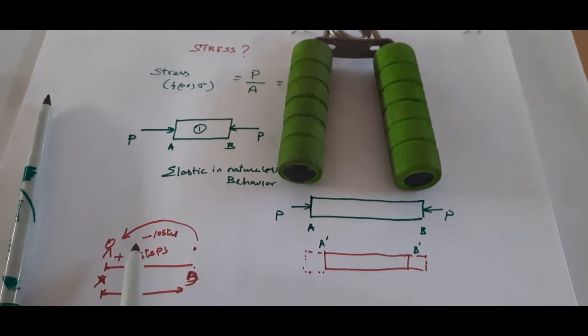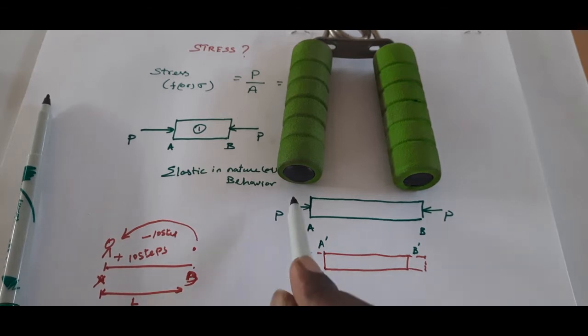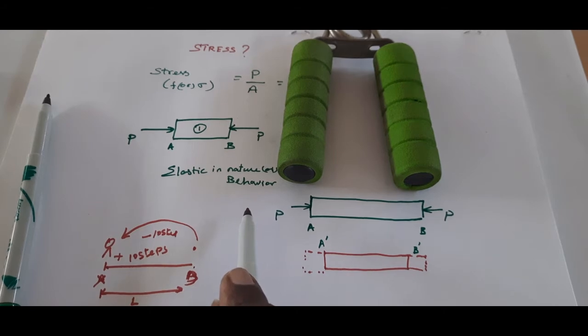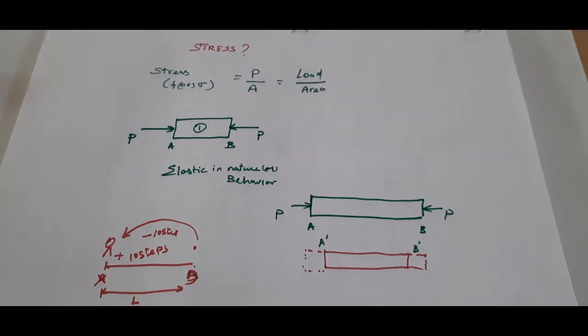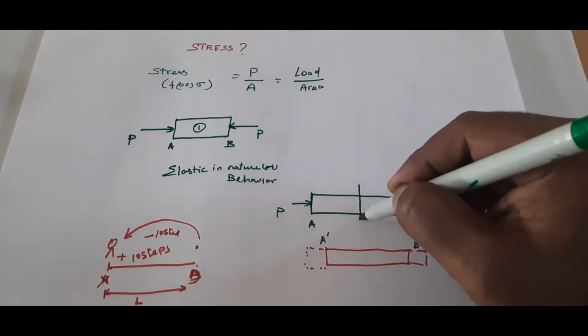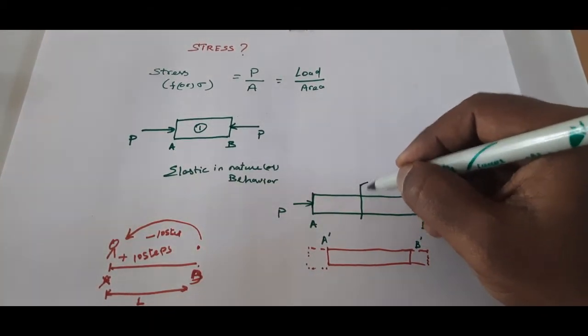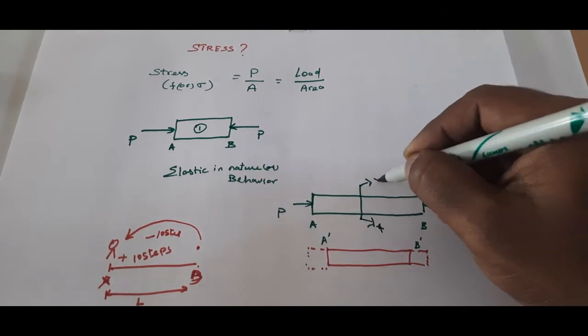Now just apply the same principle here. I applied a load P here and made it come to the new position A dash B dash. Now I am releasing the load, but without any external application, it goes back to its original position. What is happening here? That is the beauty of the stress here. Now, when I cut this member, not exactly in the center, somewhere else, I am drawing the cross section XX.